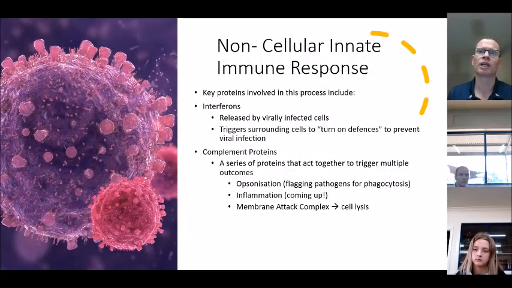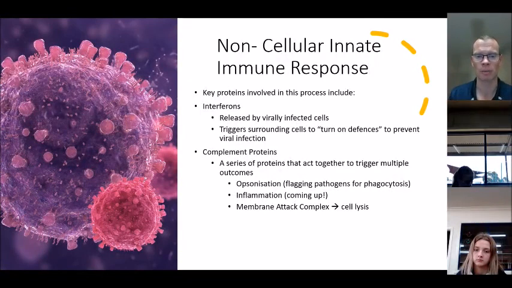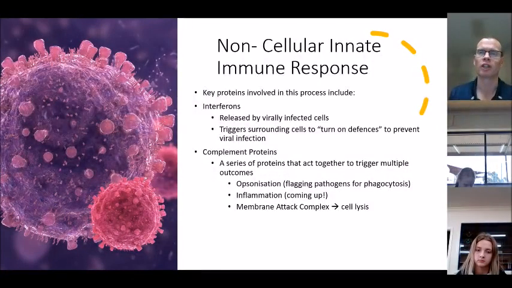Complement. There's three key things that complement does, which is opsonization, which is like planting flags on the surface of the pathogen to say, hey, come and phagocytose this, come and kill it. Inflammation, which we're going to talk about, and the membrane attack complex, which is cell lysis. First, we need to talk about complement.